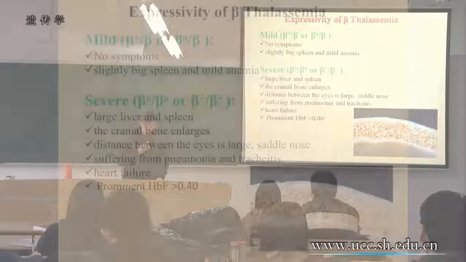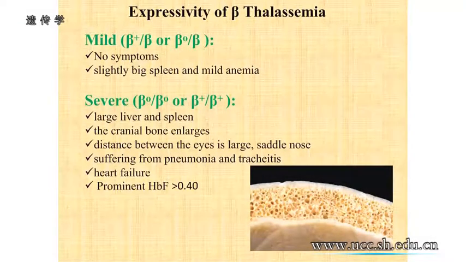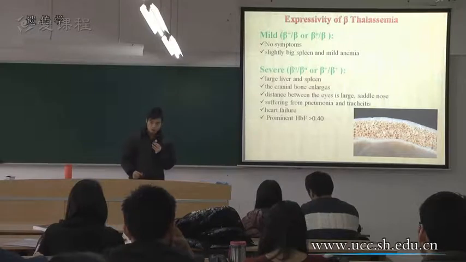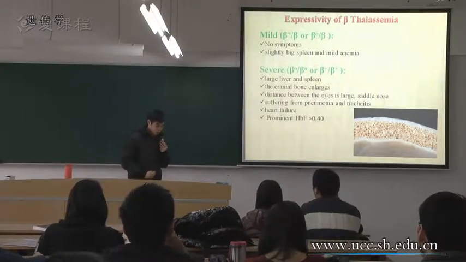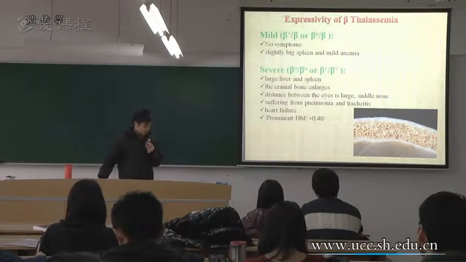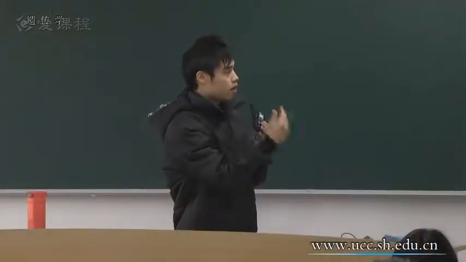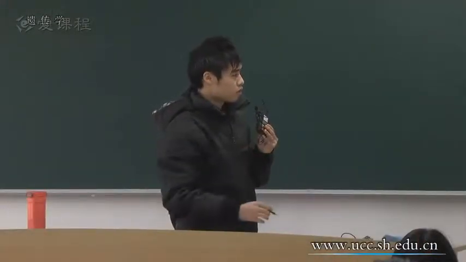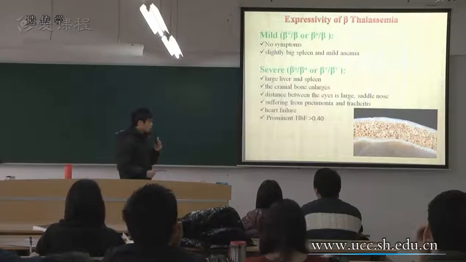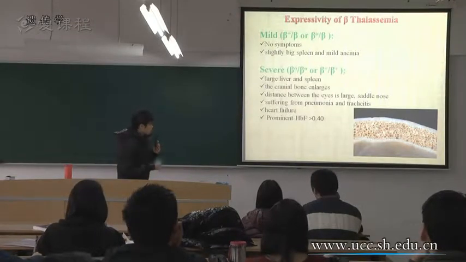And then I will introduce beta thalassemia expressivity. There are 2 kinds, mild and severe. For the mild type, the patients can survive normally, and this kind of mild beta thalassemia can be neglected if they don't check through their pedigree. From the experimental check, hemoglobin A2 is very prominent due to the deletion or substitution of the beta globin gene. For the severe one, the distance between the eyes of the patient is very big, and they have a very typical appearance. We say it is like a chipmunk face, which I will introduce later on, and heart failure.